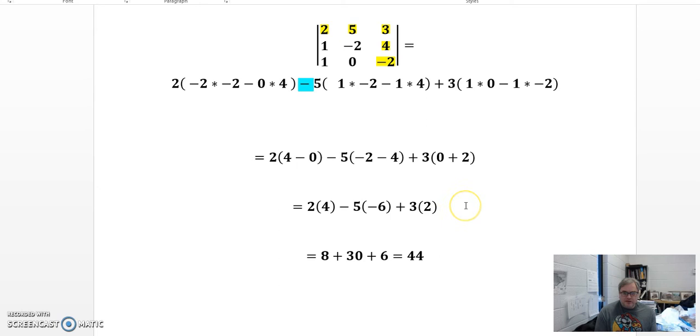Simplify inside the parentheses. That's where this step's coming from. Then multiply those numbers in. So 2 times 4 is 8. Negative 5 times negative 6 is a positive 30. 3 times 2 is 6. And add them all up and you get 44.